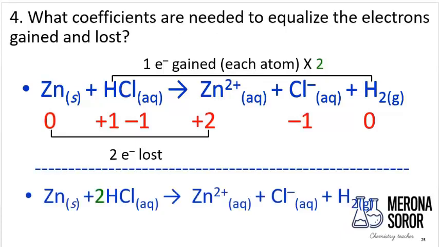What coefficients are needed to equalize the electrons gained and lost? In this case, there is only 1 electron gained in each atom, so it must be multiplied by 2 to equalize the number of electrons gained or lost in this equation. So in this step, Zn plus 2HCl will give Zn2 positive ion plus Cl negative ion plus H2.